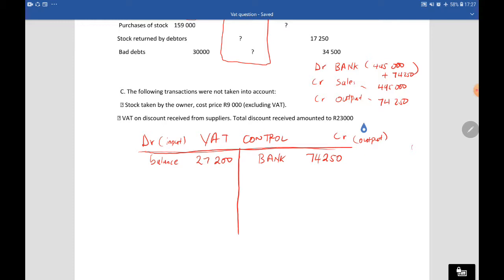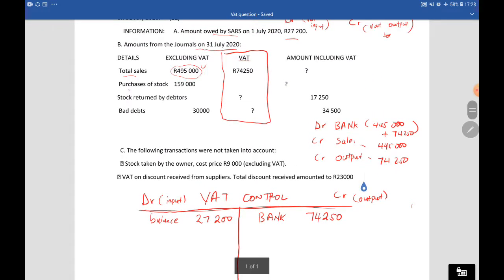If we enter something on the debit side of the VAT account, to explain it more clearly, you ask yourself which other account you are debiting based on the transaction.